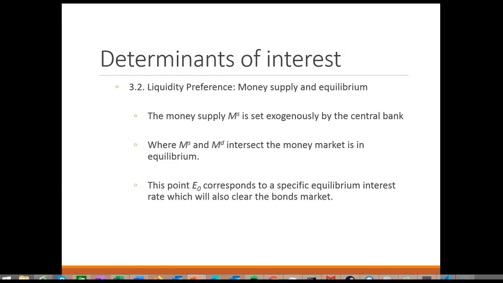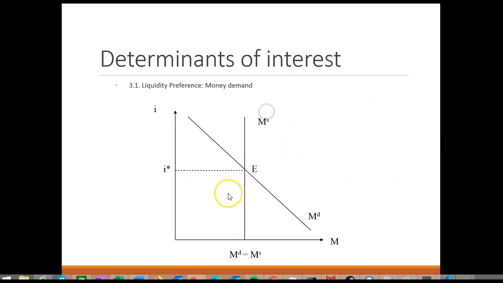If I'm drawing it as a function of the interest rate, you might remember that, I'm getting a straight line that is parallel to the vertical axis in the graph. The money supply does not automatically adjust to the interest rate in the way the money demand does. Now, equilibrium then is, as always, given where money supply equals money demand, and the equilibrium point E0 corresponds to the equilibrium interest rate in the bonds market, and that follows from Walras' law.